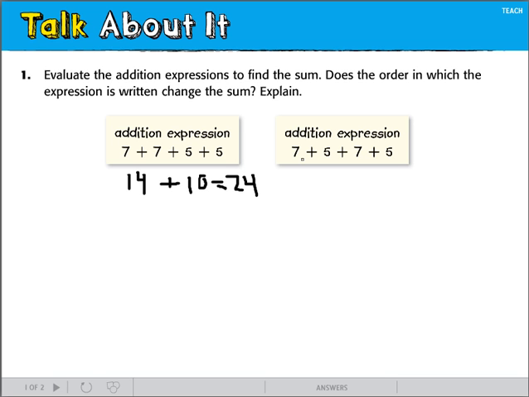Okay, now I'm going to come over here and I'm going to go 7 plus 5 is? 12. I'm going to add that to 7 plus 5, which is? 12. So 12 and 12 is? 24. So are the answers the same? Yes.